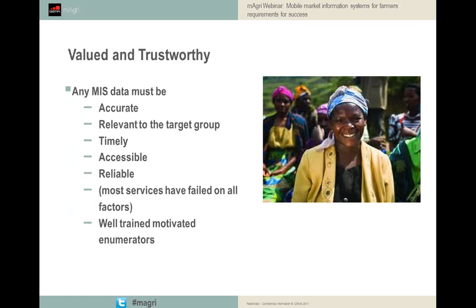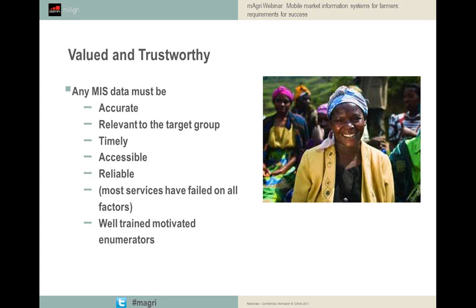Okay, this idea of being valued and trustworthy. Any MIS that is being set up has to be accurate. Obvious point, but it has to be accurate in the sense that it's the right types of prices, whether that's wholesale, retail, and different times of the day in certain places. Any information has to be very relevant to the target group. Clearly it has to be timely if it's actionable in commercial terms. It needs to be accessible by the target group, needs to be reliable. And I think it's important to note that most services have failed on virtually all of those aspects. So it takes a long time for services to be able to hit each of those key issues.